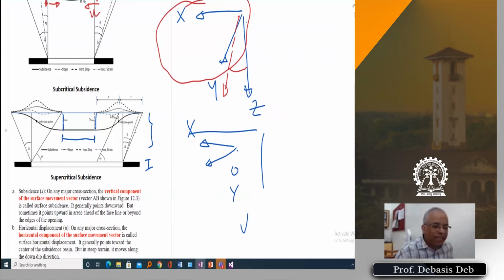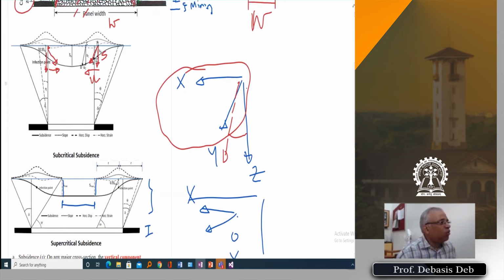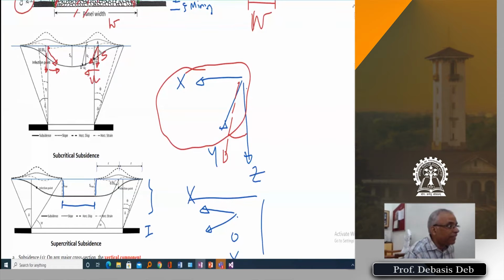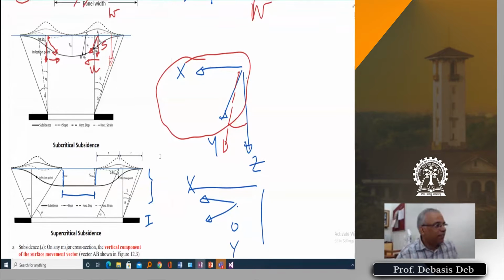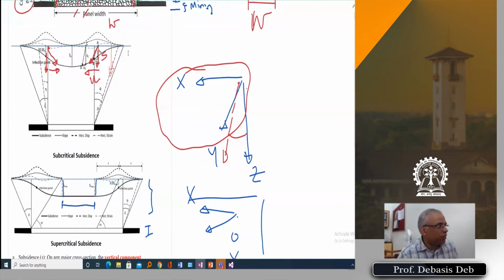So subsidence is the vertical displacement, and as I told last time, there is this vector, and this vector has two parts. One is the vertical part. Vertical part is the subsidence part, and horizontal part is the horizontal displacement part. Like S is the subsidence, U is the horizontal displacement. Now, derivative of this S is the slope, and derivative with respect to X, with respect to this distance.